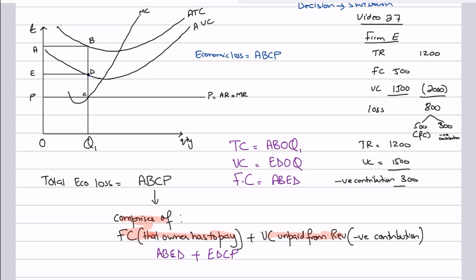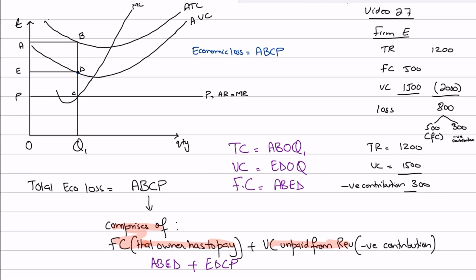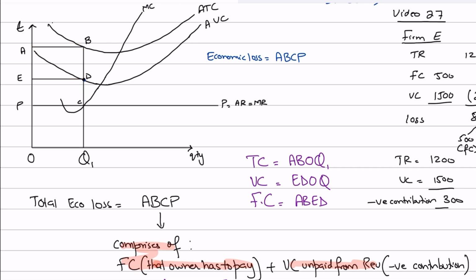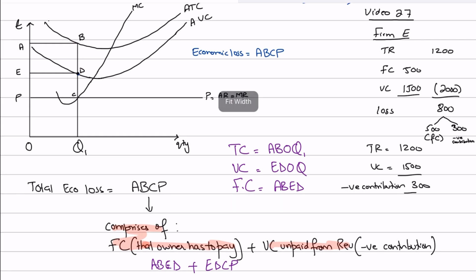ECDNP. Now listen to this. Fixed cost कितनी है? Fixed cost is ABED. Look at this. ABED is my fixed cost. Okay, this is my fixed cost. Fine, very good. Now what is my variable cost unpaid from revenue? That is negative contribution. EDCP, EDCP कितना है? So technically what I have done is ABED plus EDCP. That is fixed cost the owner has to pay plus the variable cost unpaid, that is negative contribution.